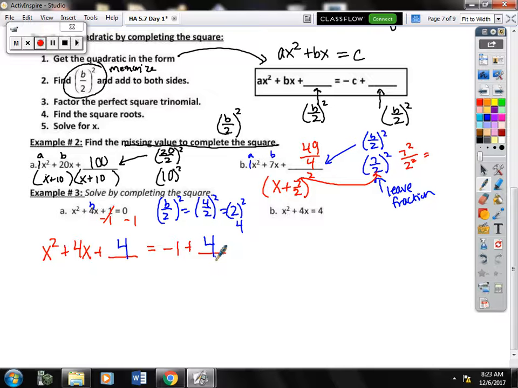On the left-hand side now, this should be a perfect square trinomial. What does this factor down into? Abby? X plus 2, x plus 2, right? If you did it correctly, it'll factor into something that is exactly the same. So you want to rewrite that as x plus 2 quantity squared. On the other side, you actually are going to add these numbers together. So negative 1 plus 4 gets me 3.